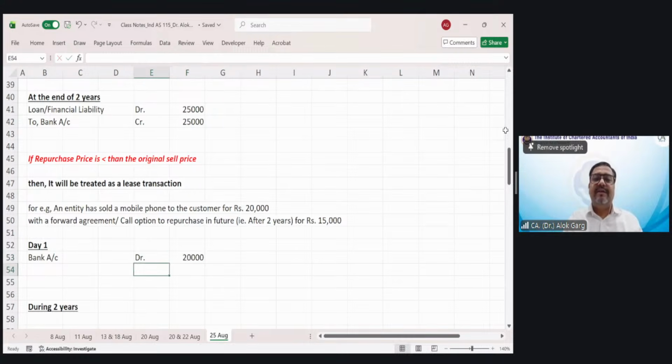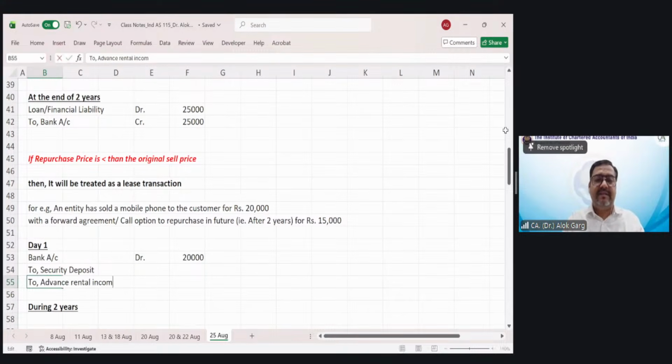To, credit what? What will be credit? Security deposit. To security deposit. Deposit. To advance rent income. To advance rental income.